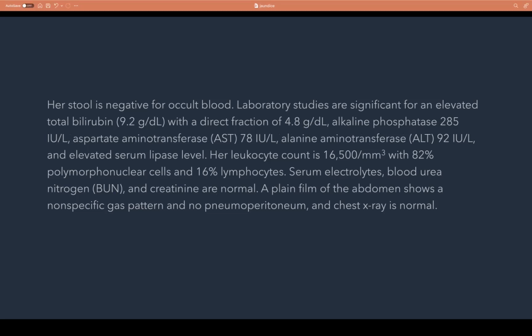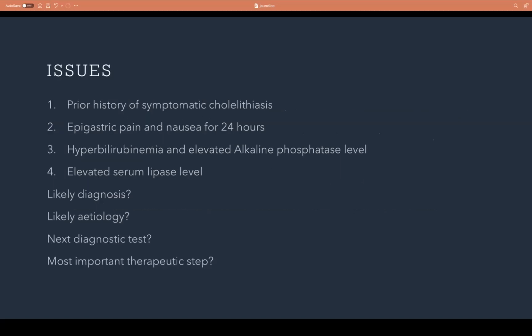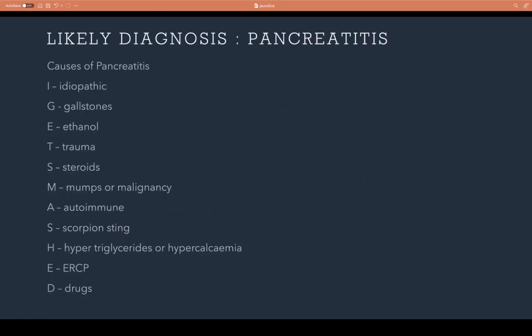Leukocytes are increased with 82% polymorphonuclear cells, and her creatinine and serum electrolytes are normal. They did an X-ray of the abdomen, which shows a non-specific gas pattern and no pneumoperitoneum, so no rupture and gas in the peritoneal cavity, and a chest X-ray is normal. So what do you think is going on? The most likely diagnosis, given all our findings, is pancreatitis.